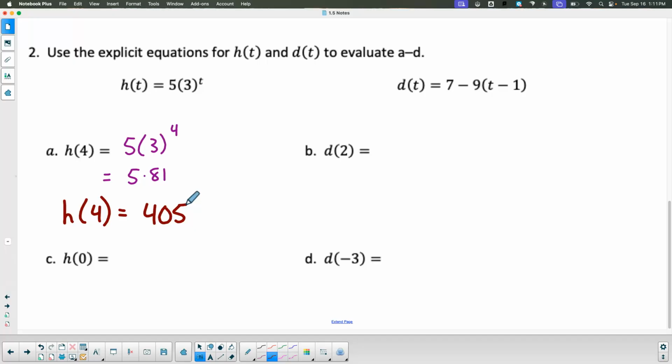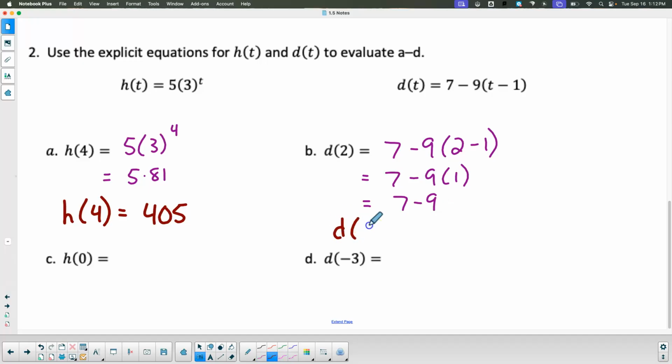D of 2. Now I'm going to put 2 into my D function. 7 minus 9 times (2 minus 1). 2 minus 1 is 1. So this is 7 minus 9 times 1. 9 times 1 is 9. So that's 7 minus 9. 7 minus 9 is -2, so D of 2 is -2. Love it. Okay. H of 0, I'm going to plug 0 into my h function.